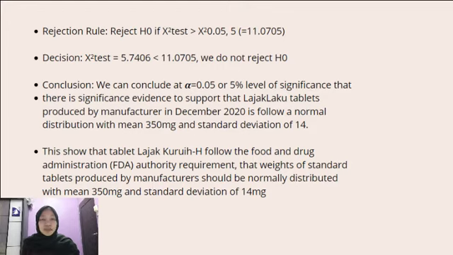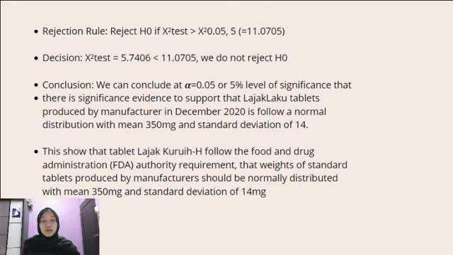After calculating the test statistic value, now we can compare this statistic value with the critical value. In the rejection criteria, we will reject H naught if the chi squared test statistic value is larger than the critical value, chi squared at alpha 0.05, degree of freedom 5, given by 11.0705. Since the chi squared test statistic value 5.7406 is smaller than the critical value 11.0705, we do not reject H naught.